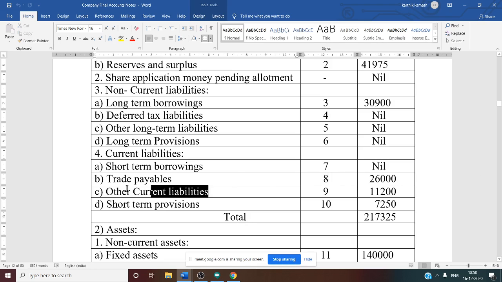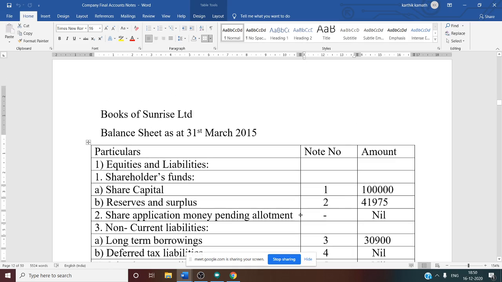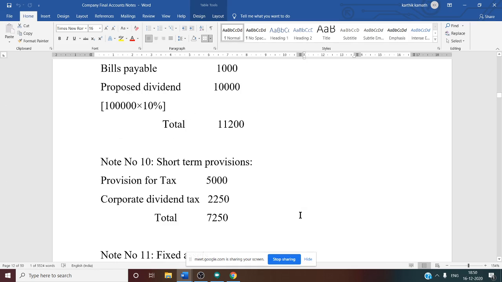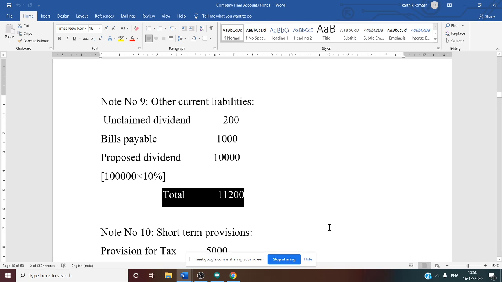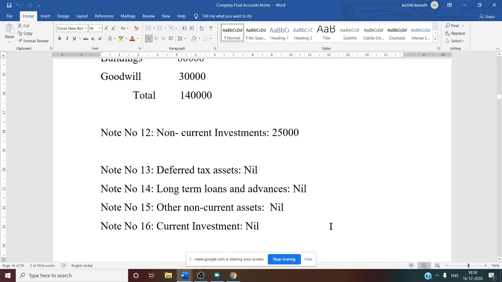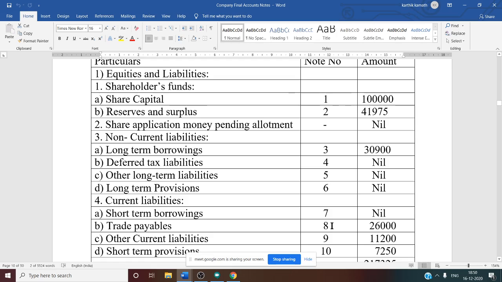Then other current liability, working note number 9. Let us see working note number 9 once. See this, working note number 9. Unclaimed dividend, bills payable, proposed dividend. What is the final total? 11,200. So this 11,200 you have to write under other current liability.